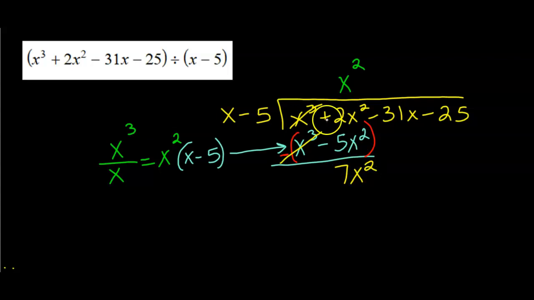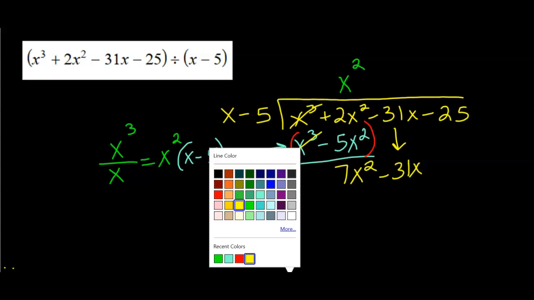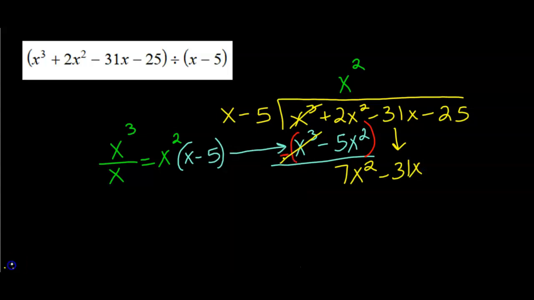Okay, because 2 minus a negative is really 2 plus 5. Now we just drop down our next term and we start all over. We're going to divide, we're going to multiply, and then we're going to subtract.